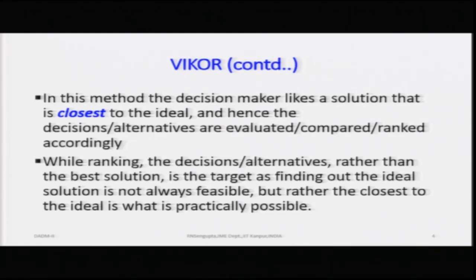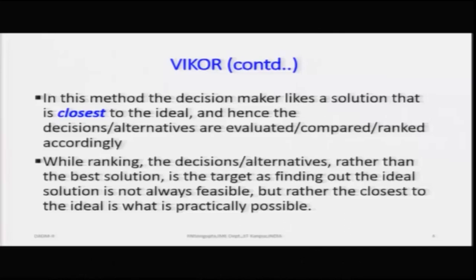It is exactly like what we have done in the TOPSIS method, and hence the decision alternatives are evaluated, compared, and ranked accordingly. So, you will consider the criteria and rank the alternatives, which are A's 1 to M, based on the criteria C's, which are from 1 to N, M as in mango, N as in Nagpur.